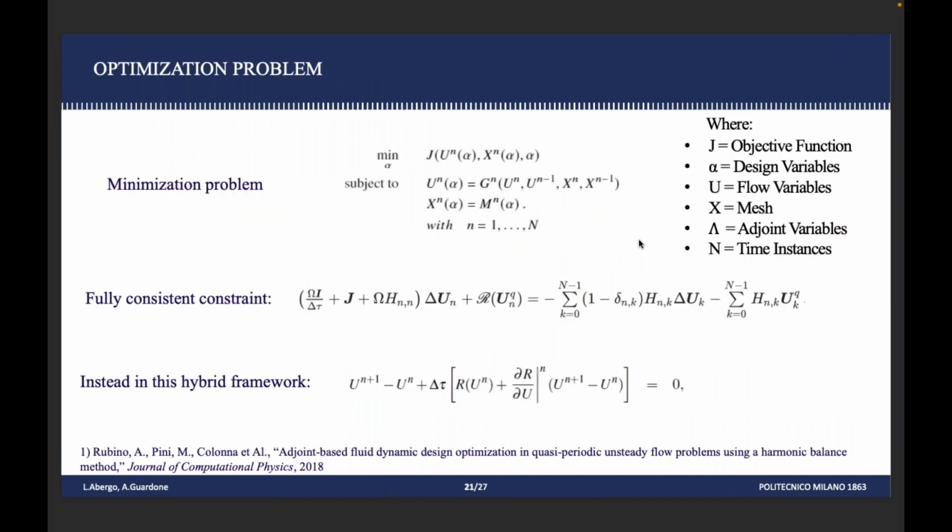So just to recap, when we talk about optimization, it means that we want to minimize an objective function, and the first constraint that we impose is our flow residual. So in a fully consistent adjoint framework, we would have this equation, which is the one that we obtain from harmonic balance. Instead, here we are using the standard dual time step of SU2.